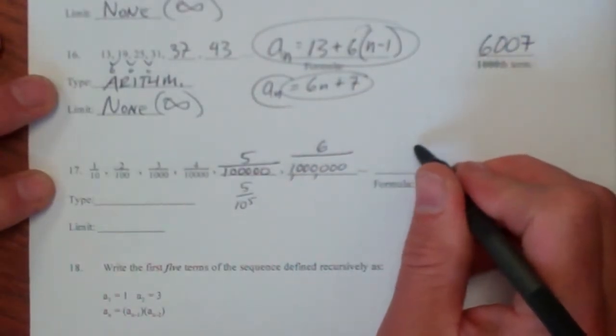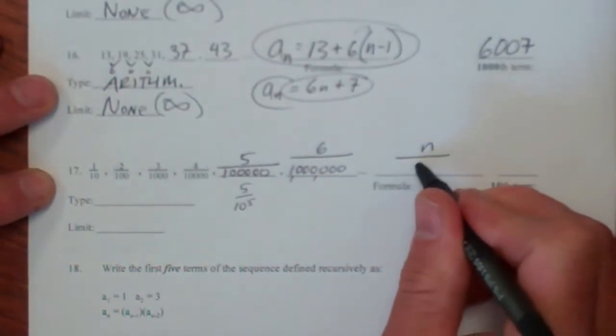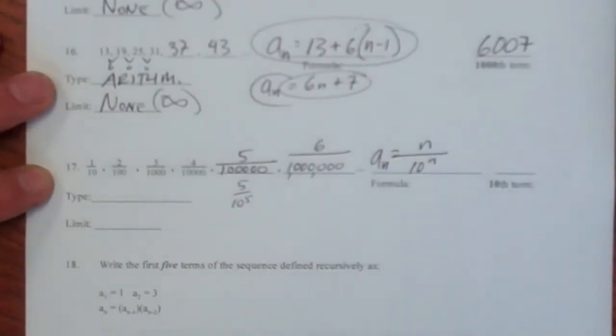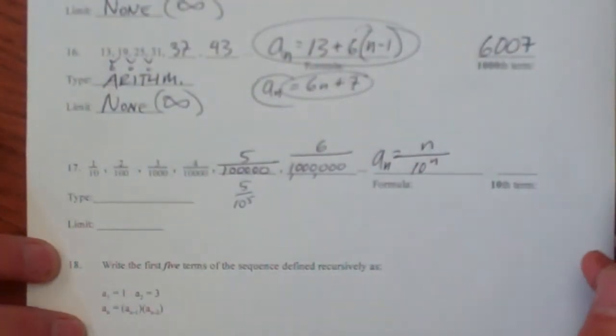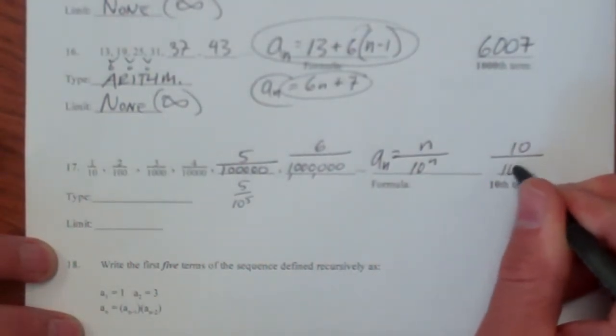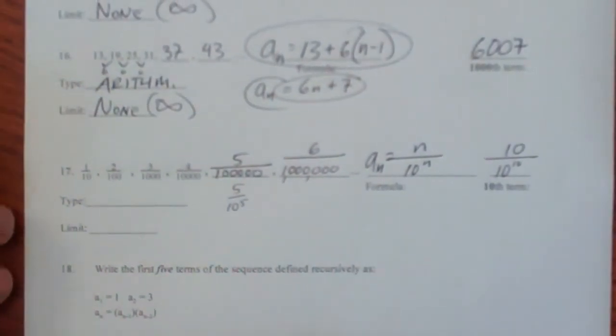The formula then is going to be n over, well, it's going to be 10 to the n. All right? That's your formula. A little bit of fishing around, mathematical smarts. The 10th term then is just going to be 10 over 10 to the 10th. All right? You could write out all the zeros and all that if you want, but that would be fine.